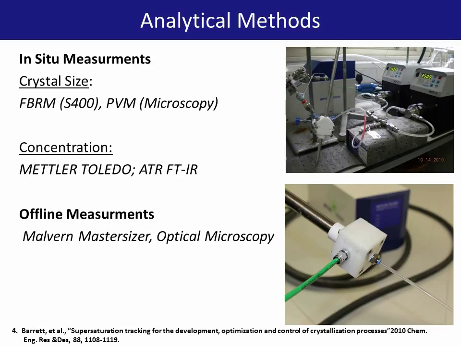The photograph on the top right shows the experimental rig with the FTIR in situ. The white object on the left hand side is a flow cell and is capable of accommodating the FBRM and FTIR simultaneously or one at a time. The photograph below this is the PVM flow cell.